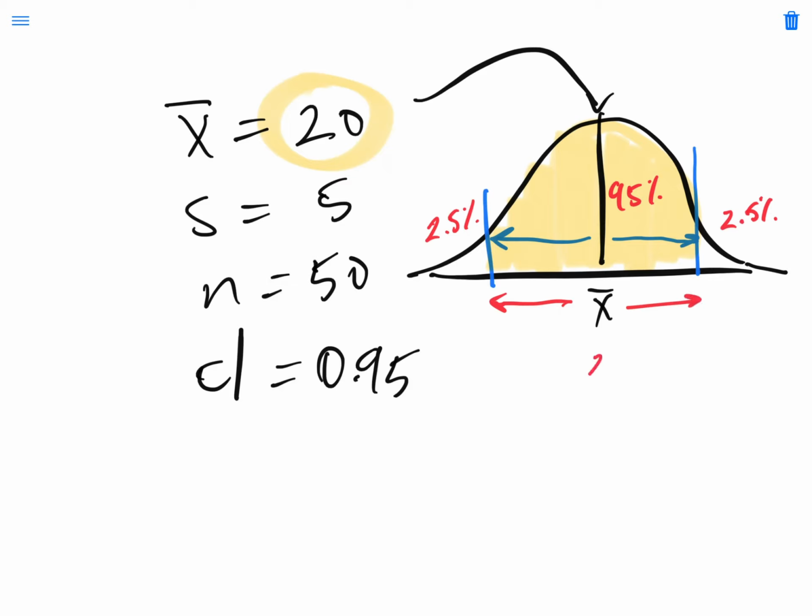So if we had a mean of 20 and a confidence interval of 2, what we would be saying is that we are 95% confident that our population mean is equal to 20 plus or minus 2, or that in our population the mean is somewhere between 18 and 22. Right, 20 minus 2 equals 18, and 20 plus 2 equals 22. So that gives us our confidence interval.